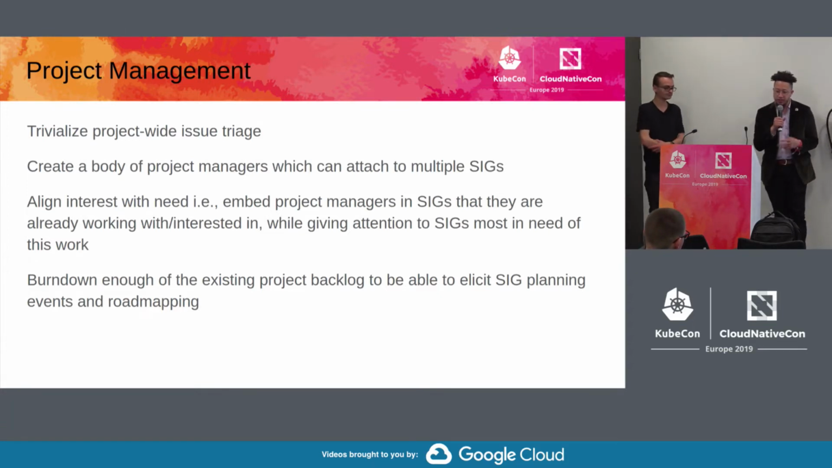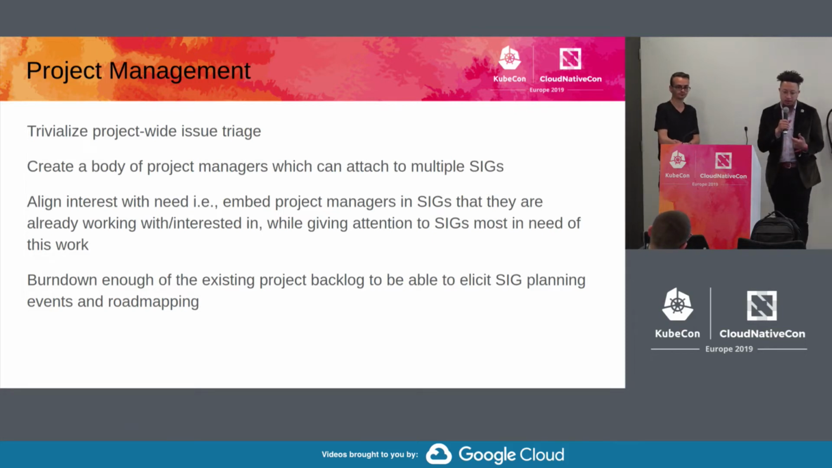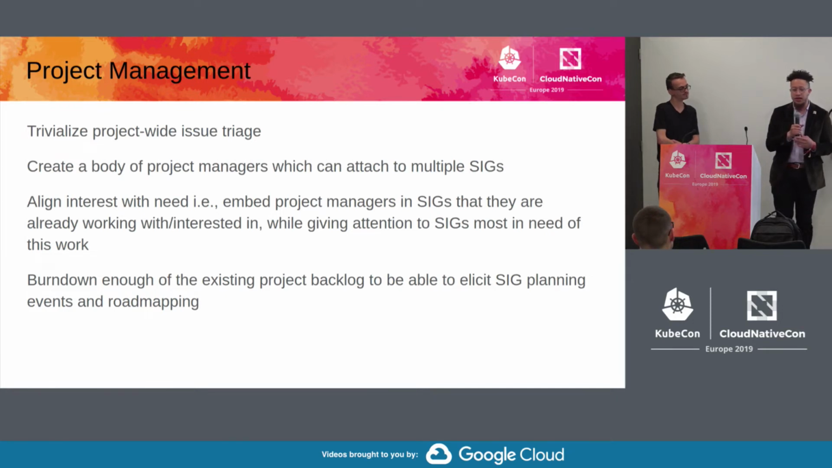So on the project management end, there are a few things that we're trying to achieve, right? So first and foremost, we want to trivialize the ability to do project-wide issue triage, right? Whether it be issue triage or actually burning down things, right? So we're at the place where, just rough numbers, PM has about 50 issues open. SIG release has about 199 issues open. SIG network has about 150 issues open, right? So these are really, really large numbers, and that's just 3 SIGs, right?